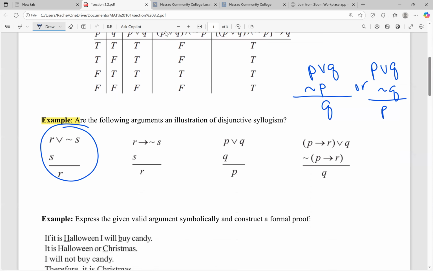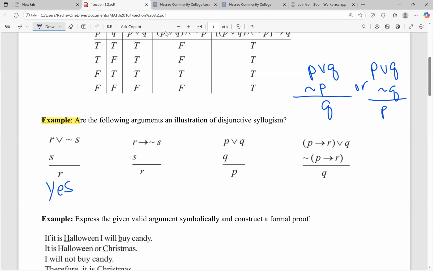So let's look at the first argument. R or not S, and S. Does that follow that pattern? Well, we have a disjunction, remember, disjunction is the or statement. And we have S, which is a negation of the right-hand side of this or statement. So if that's the case, then we could conclude the left-hand side, which is R. So yes, this is an illustration of the disjunctive syllogism.